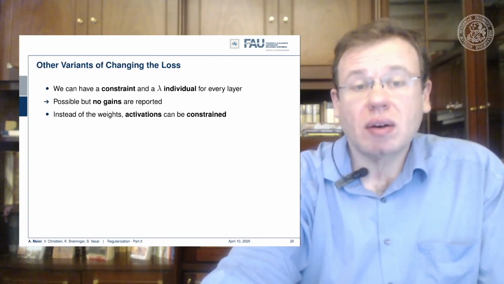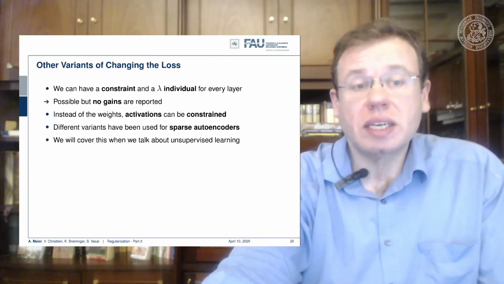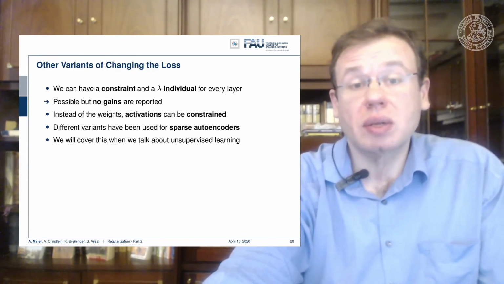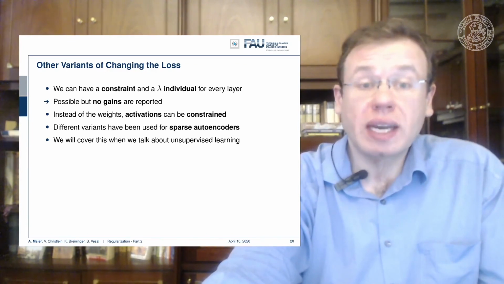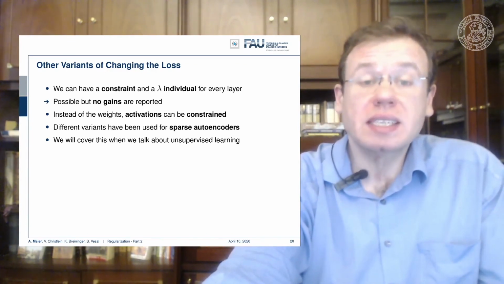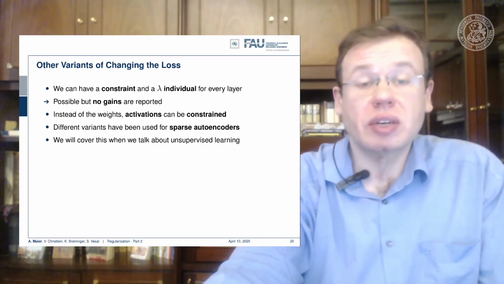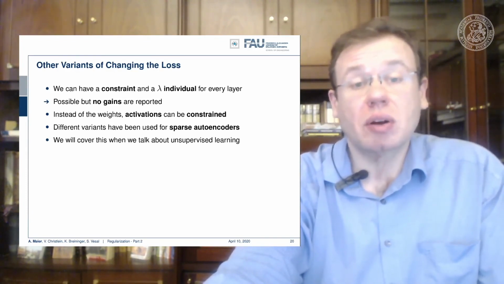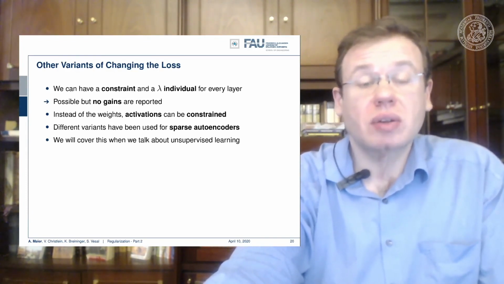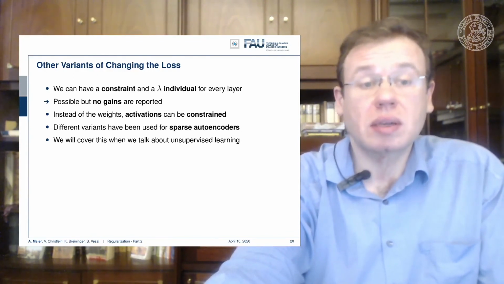Instead of the weights, the activations can also be constrained. And this leads to different variants. For example, in sparse autoencoders, we will talk about this. There we are not regularizing the weights, but we are regularizing the activations to form a specific distribution or to have sparse activations, which is also a very interesting problem. And we will talk about this a bit more when we talk about autoencoders and unsupervised learning.